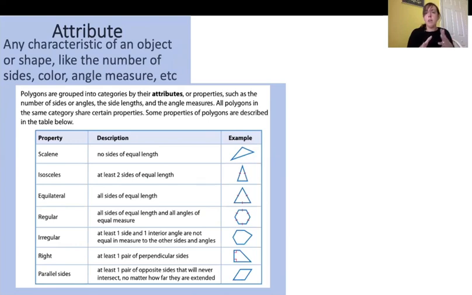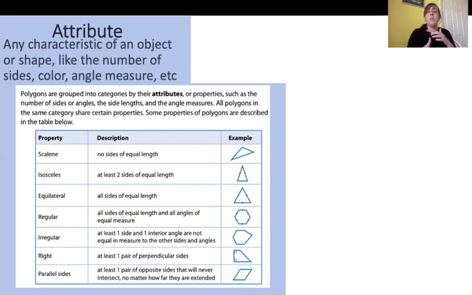So down here, and you have this in your packet, are some of the specific things that we've looked at. If we're grouping polygons into categories based on their attributes, basically we're looking at them and we're going to put them into categories based on something, okay? So if we're saying that it's scalene, remember from 4th grade, scalene triangles don't have any sides that are equal. Every side is different, okay? An isosceles triangle is going to have at least 2 sides that are equal, and it may or may not have one that is different. Equilateral, every side is going to be equal no matter what.